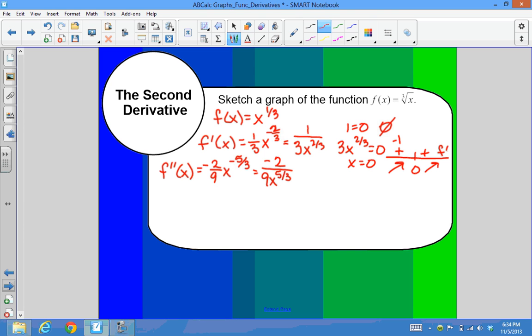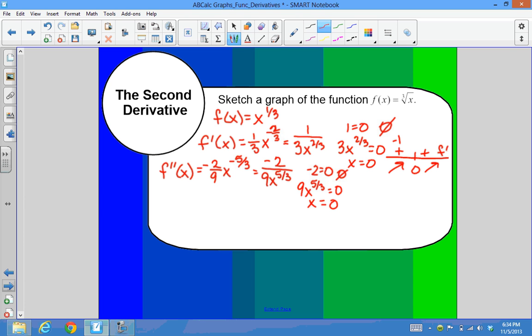Setting the numerator equal to 0 is no help because that doesn't happen. Setting the denominator equal to 0, though, I end up with 9x to the 5/3 equals 0, which again gives me 0. So I'm still looking at 0. 0 is a pretty important point. We knew it was a critical point from right here.